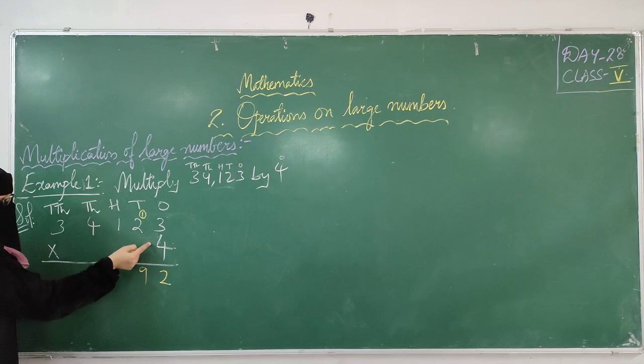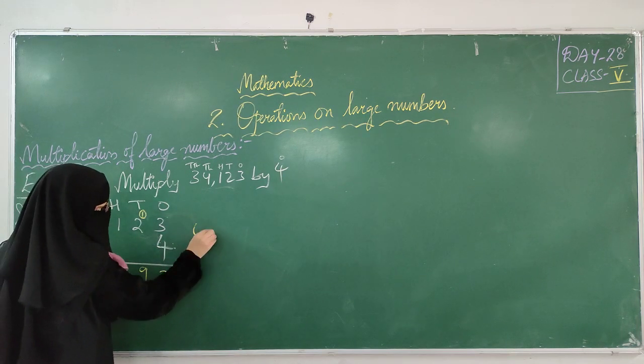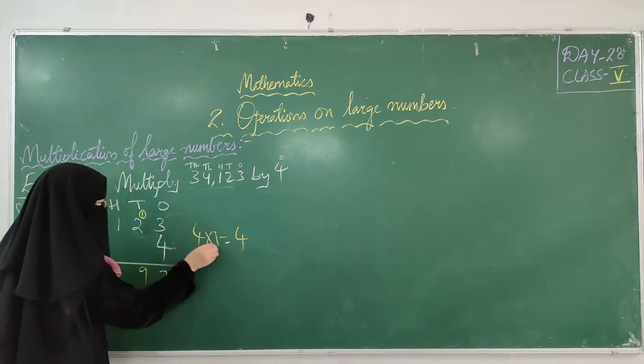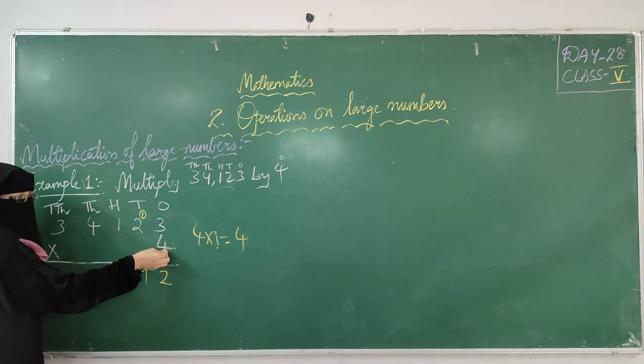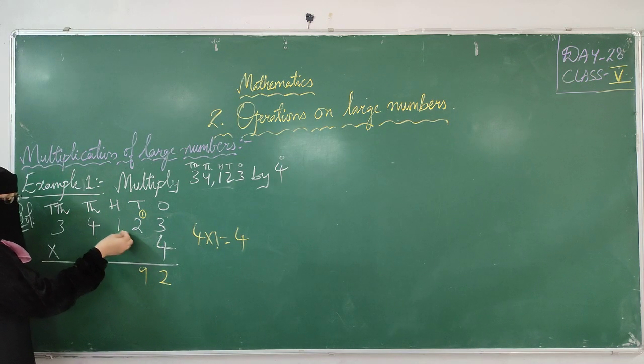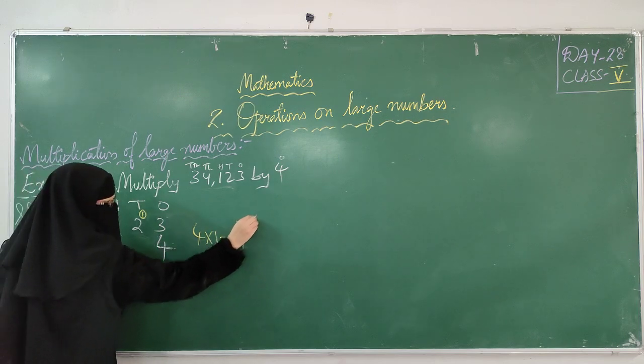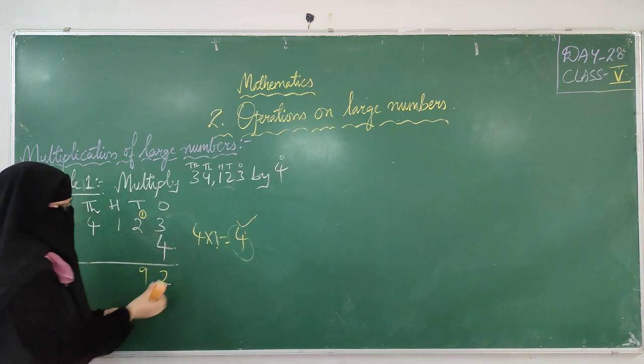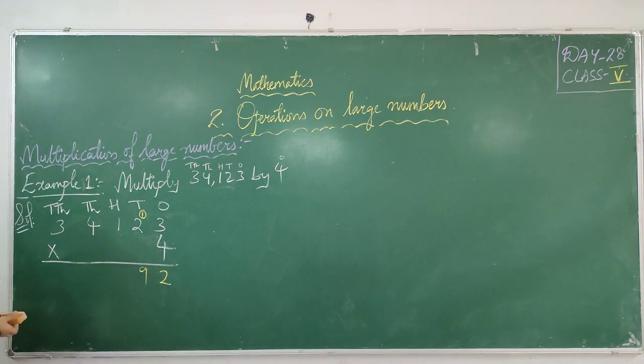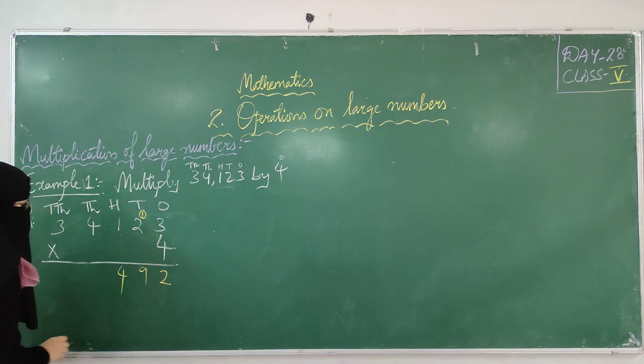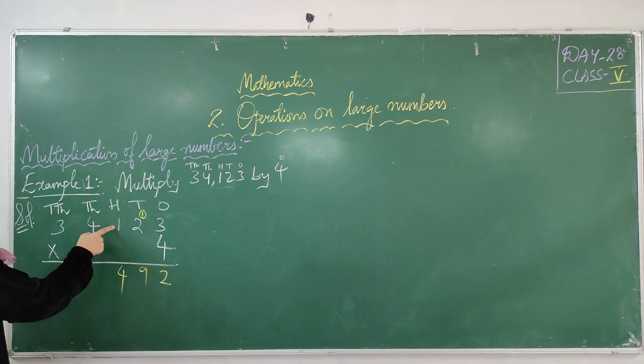4 ones are... 4 ones are... Many students will get confused. 4 1. See here, 4 1. This is our multiplicand. This is our multiplier. Both are here, so we have to write the result of multiplication. 4. 4 ones are 4. Next, we are done with the hundreds also.